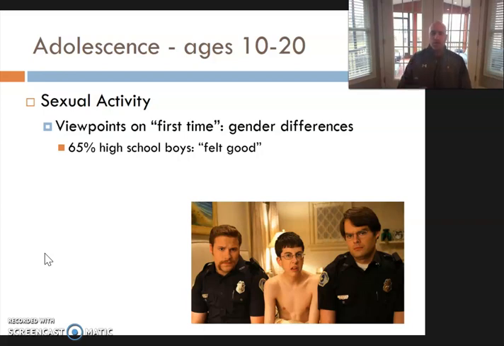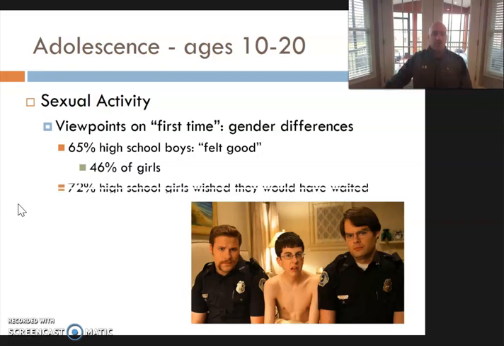Do you think it was higher or lower for girls? Hopefully you guessed correctly that it was lower for girls. The first time for girls often can be a painful experience physically, and so based on hearsay and rumor and what the media tells you, that first experience isn't often or always as good as initially thought.